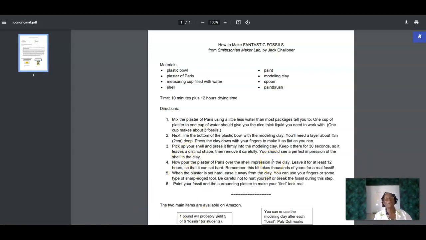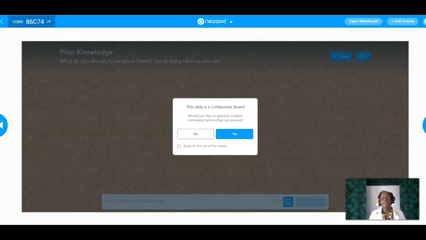Now you can stop and watch the video of how to make fantastic fossils. You can take these slides and put them on a PowerPoint, or you can use them as they are on Nearpod or make changes to them.